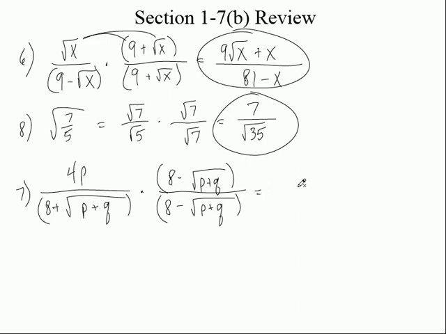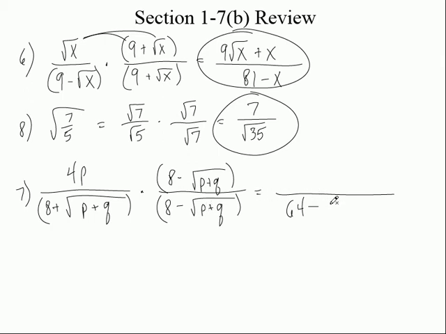I always like to do the bottom one first. I think that's actually a little bit easier. Remember, the outside and the inside you don't have to worry about, do you? When you multiply by a conjugate, all you got to do is the first and the last. So watch how easy this is. 8 times 8 is 64. A positive times a negative is negative. And look, the square root of p plus q times the square root of p plus q is just p plus q. That's right.